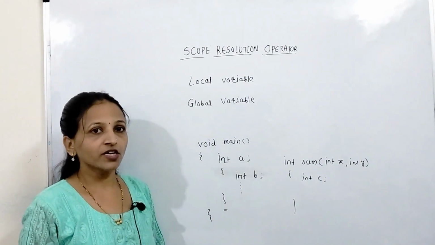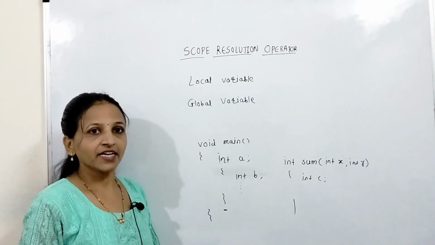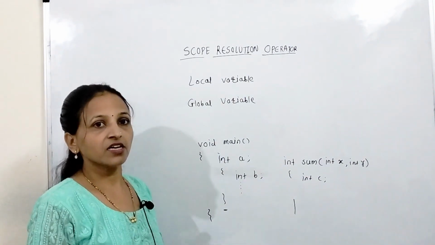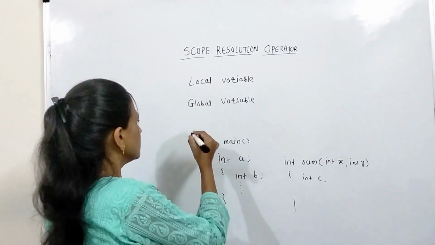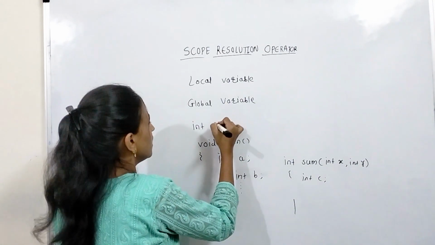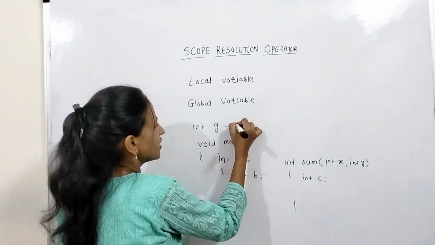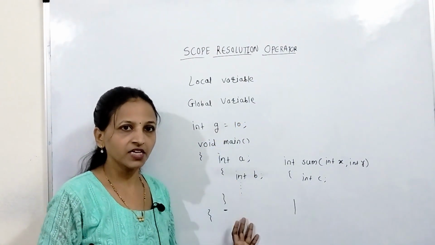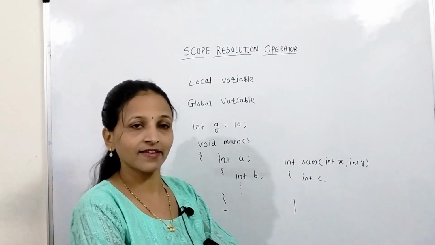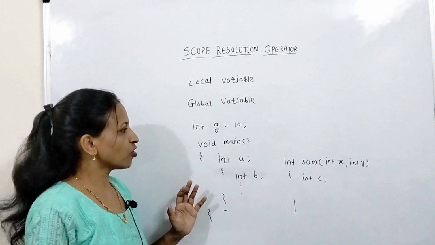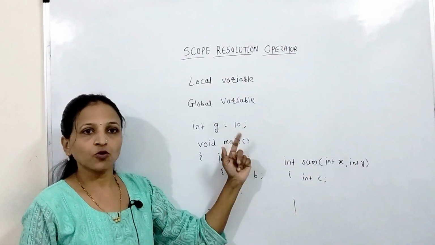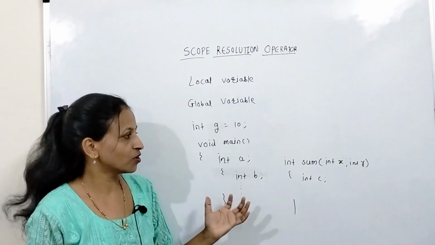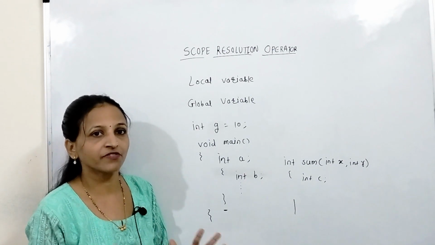And if you want any variable to be accessible inside all the functions, in main, in sum, then you can declare a global variable. How? Let's say we declare one variable g with value 10. Then this variable g is accessible everywhere, inside main, inside sum, and any other functions. This is the overall concept of local and global variables. Now what is the connection of the scope resolution operator with local and global, that I am going to explain. Don't worry about that.